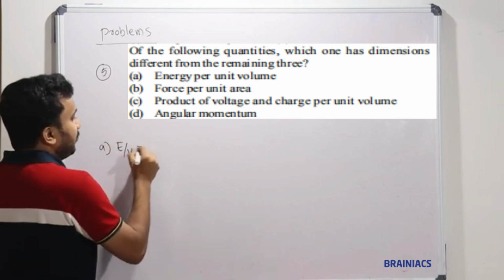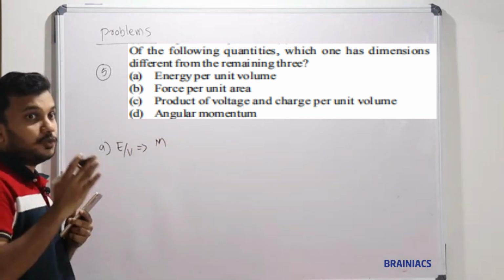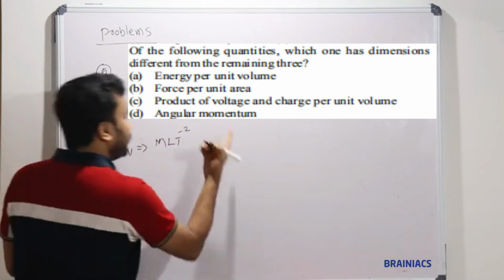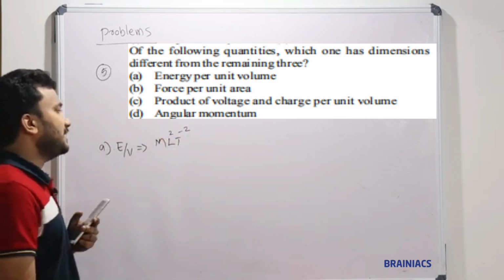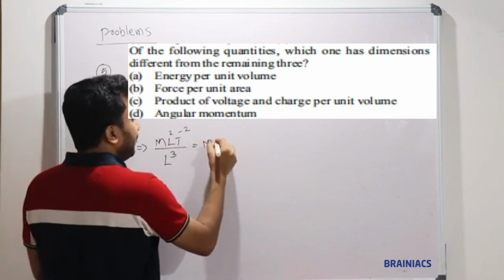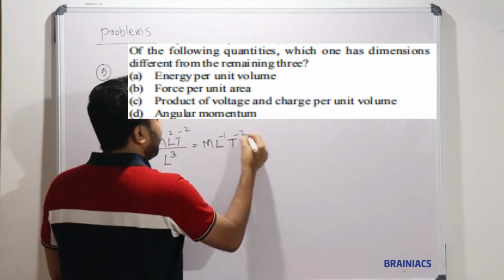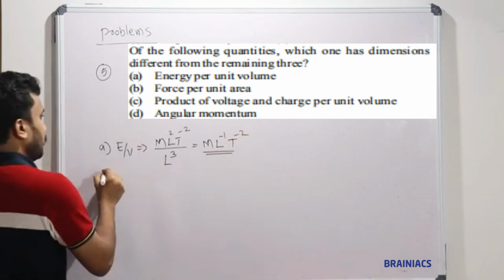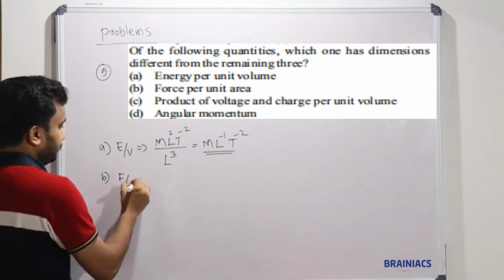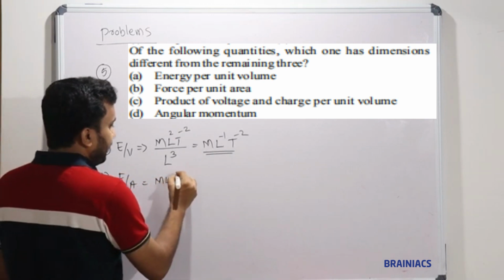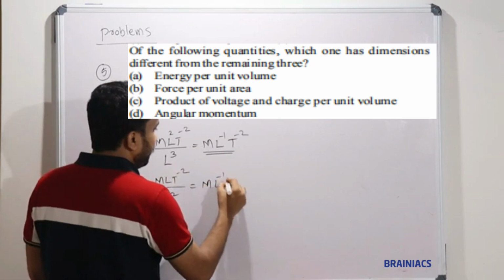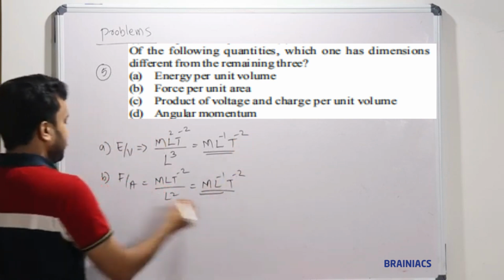Energy per unit volume. How to find out? Energy means what? Force into distance. Force in a dimension formula, M L T raised to minus 2, into distance means L. So M L square T power minus 2 is energy. Volume means what? L cube. So what will come? M L power minus 1 T power minus 2. Second option, force per unit area, F by A. Force in a dimension formula, M L T raised to minus 2, area L square. So the formula is M L power minus 1 T power minus 2. This also has the same dimension.